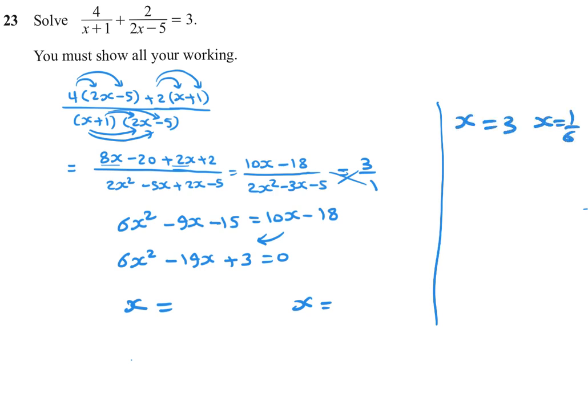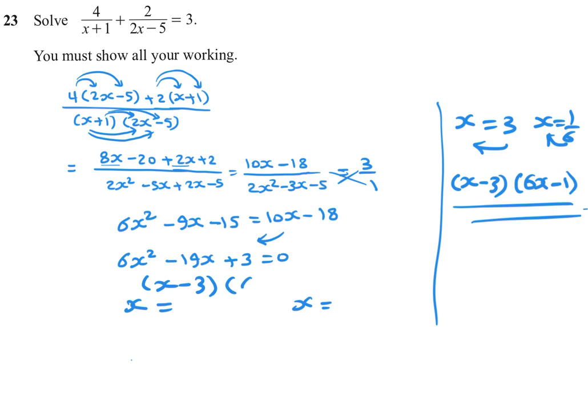But I need the working, so in the bracket, 3 goes to the other side, so x minus 3. And for that, 6 times x equals 6x, and transpose 1 to the other side as negative. So 6x minus 1, this is the 2 brackets. So x minus 3 times 6x minus 1 equals 0. So now we have x equals 3 and x equals 1 over 6.